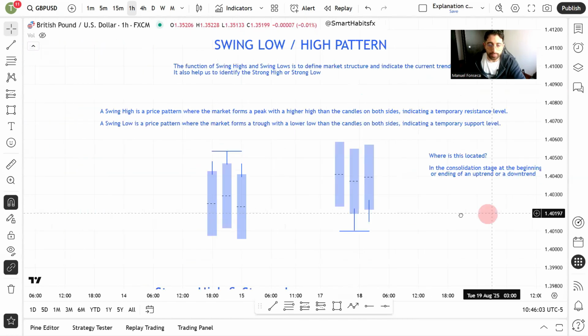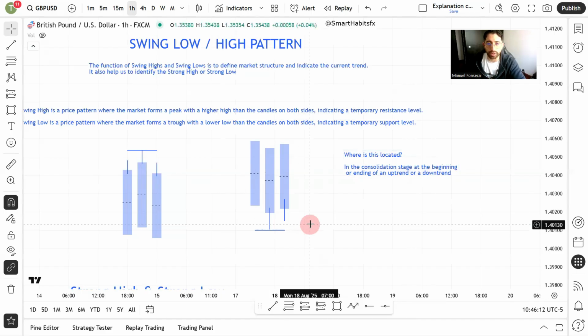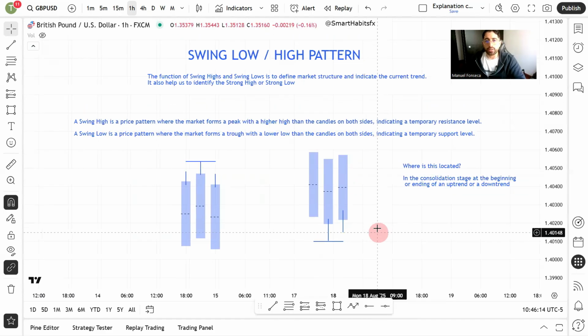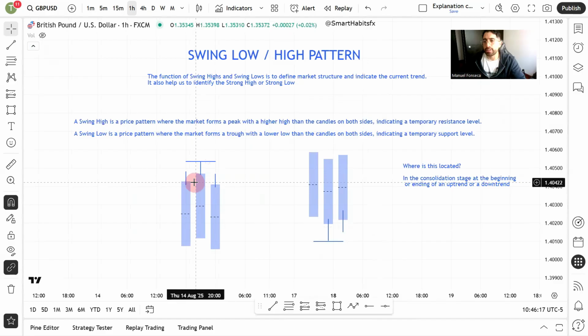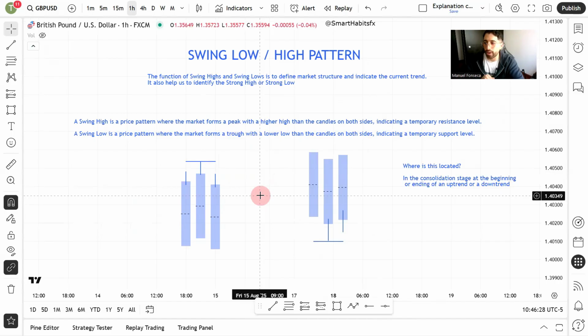Perfect. So in consolidation stages at the beginning or the ending of an uptrend or a downtrend, that is when we start looking for it. So then you would ask, okay Manuel, you have already explained to us that there is a 3 candle pattern, correct? That shows a certain temporary resistance or support zone, but what is the reason for that pattern? Why does it change our perception of the market so significantly?